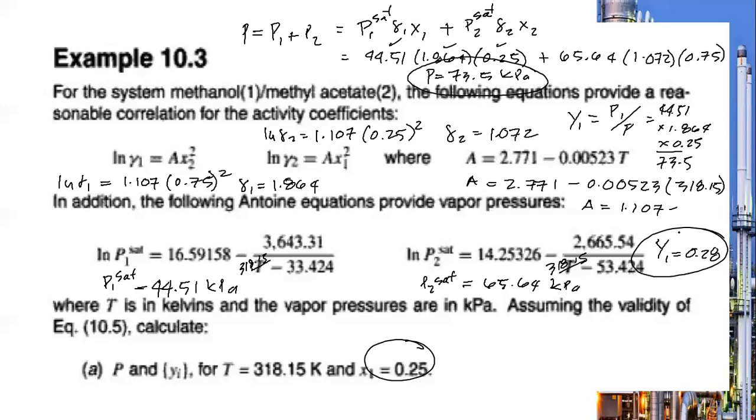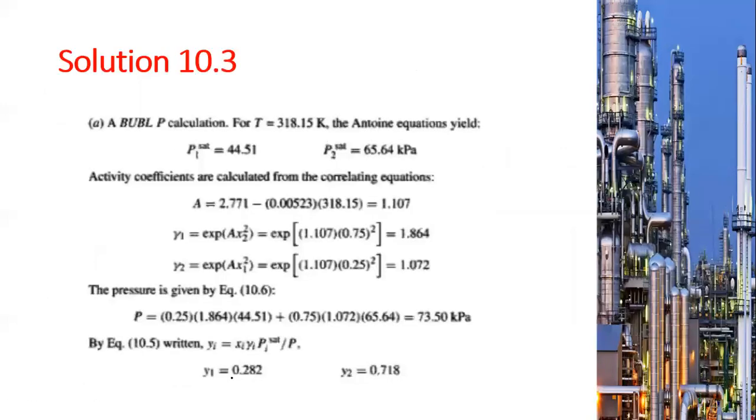So do you have any questions regarding this problem? Madali lang naman, ano? Let me check. Ito, solution ata. So, 73.5 at saka 0.28. Do you have any question? Wala. Okay, so, let's proceed. So, ayan, 0.28 yung Y1. Ito yung solution sa libro. Tapos 73.5 yung P. Ganun lang naman kadali.